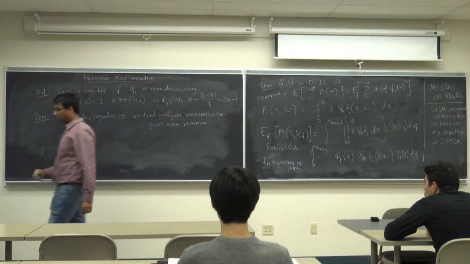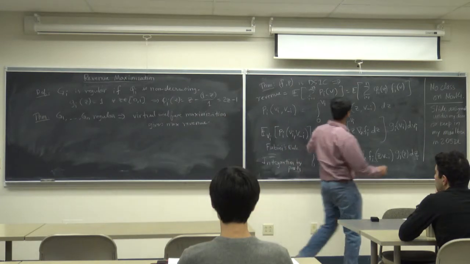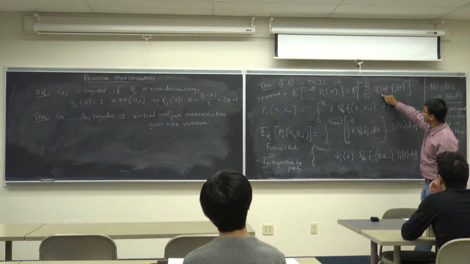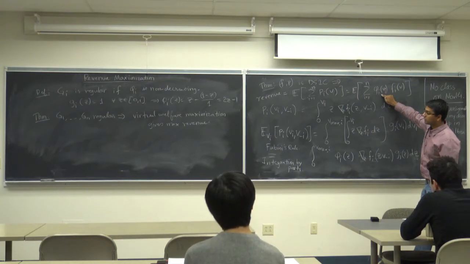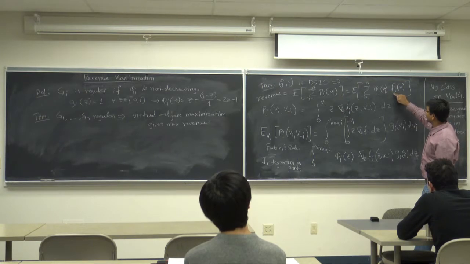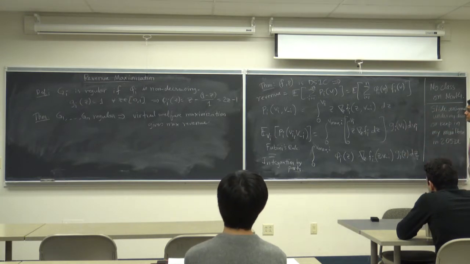Okay, so if you want to maximize revenue, you don't have to come up with the allocation rule that maximizes the expected welfare. You have to come up with an allocation rule that maximizes the expected virtual welfare. Okay, that's the important thing here.